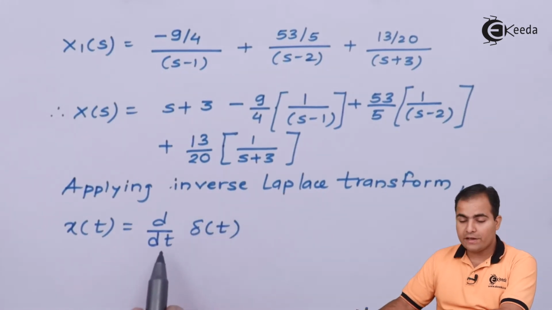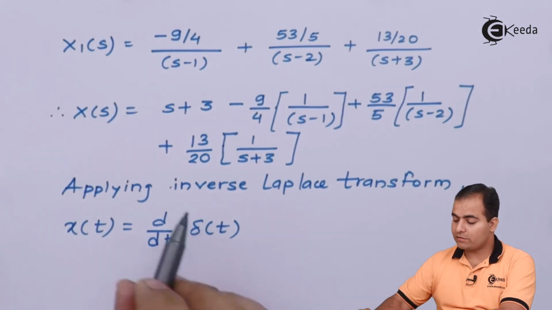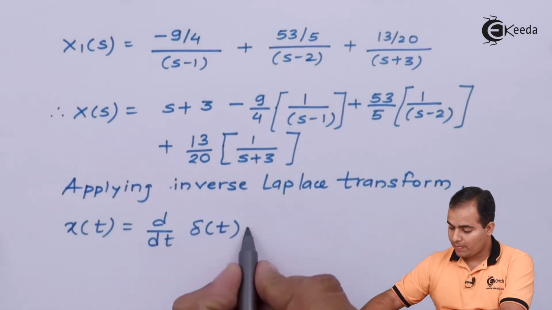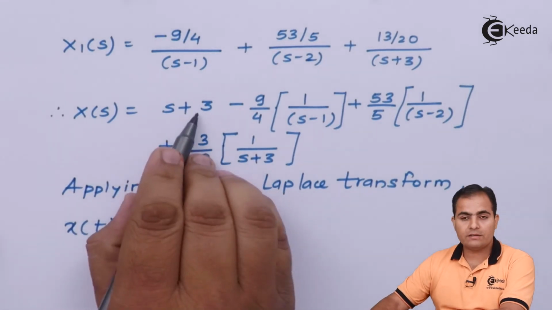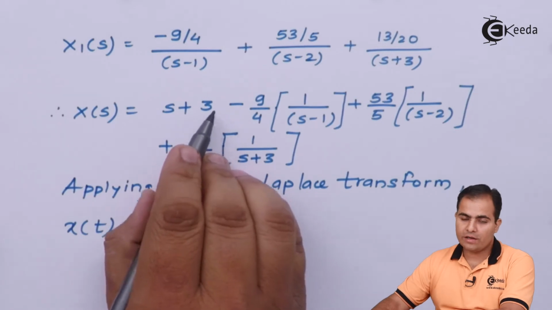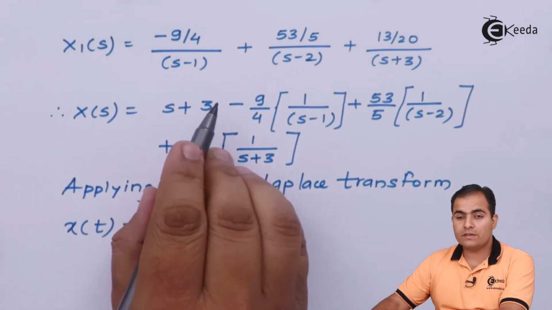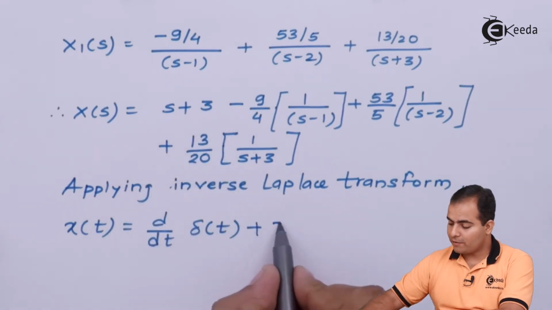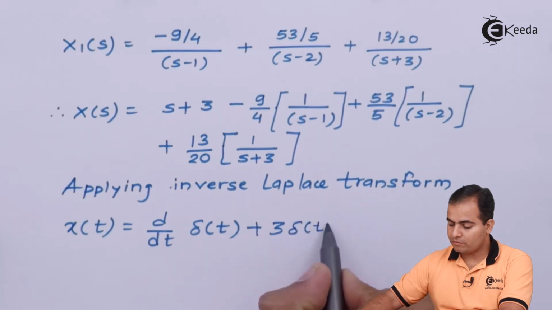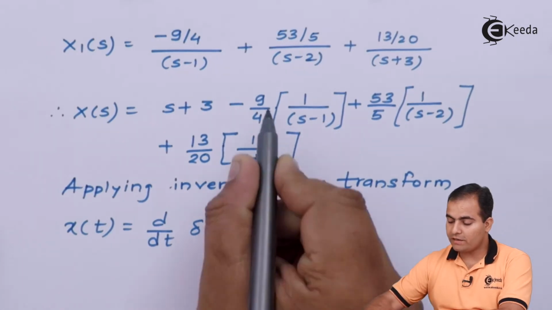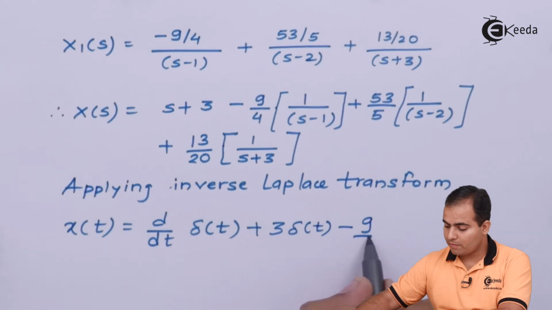So the order or degree of differentiation is now 1, because only s was there. Next, here we have only simply 3. So 3 into 1 you can write, but the inverse Laplace transform of 1 is nothing but del of t. So I am going to write 3 into del of t. Now next part is constant, which is 9 by 4.